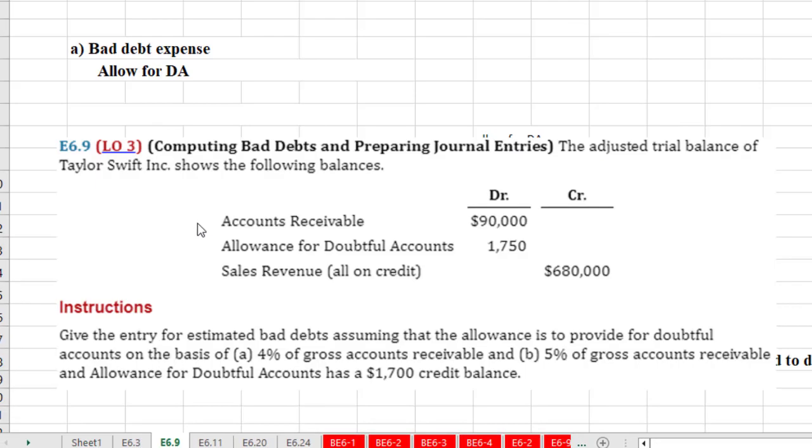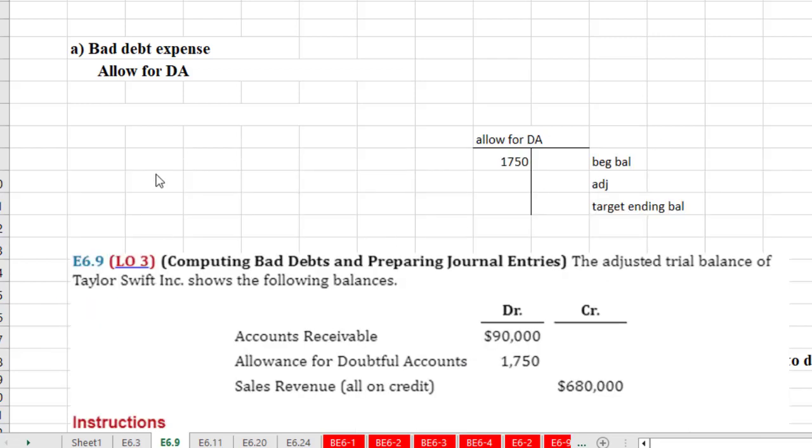All right, let's look at this problem, E6.9. So Taylor Swift Incorporated, and these are their balances. So the accounts receivable, the allowance account is a debit balance, and the sales revenue is $680,000. They want to estimate based off of 4% of receivables. So we're just going to do part A for now. So starting out, let's set up our allowance for doubtful account, T account, and we can see that the beginning balance is $1,750.